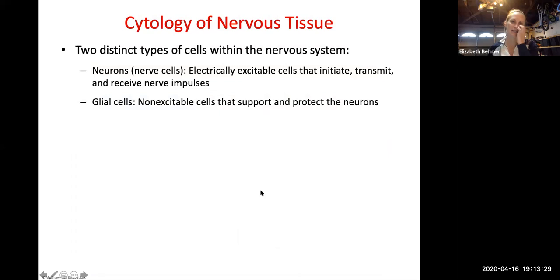Okay, there's 2 distinct cell types within the nervous system tissue, and this is the answer to number 8 in your notes, so we're going down a little bit, and we'll come back and answer 6 and 7. The 2 cells within the nervous system are neurons, which you are familiar with, and glial cells. The neurons are nerve cells. These are excitable cells that can initiate, transmit, and receive nerve impulses. And glial cells, they're non-excitable, so they can't transmit an electrical response. All they do is support and protect the neurons. And we'll be looking at different types of glial cells and learning what each one does.